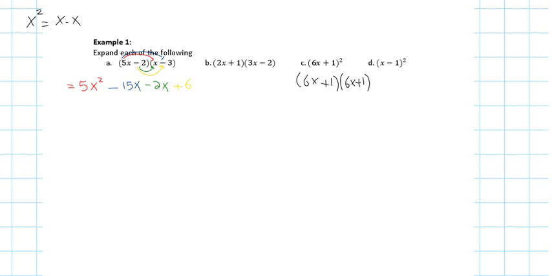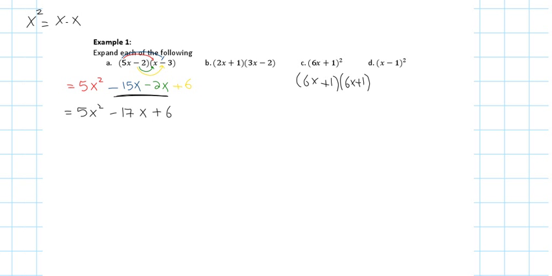Remember that we're multiplying. Now, when we're done this is where we're going to add like terms. So, 5x squared, there's no like term to that. I have negative 15x minus 2x, so these are my like terms. Because they're both negative, then they're going to add up to a negative 17x plus 6. Are we okay with this?